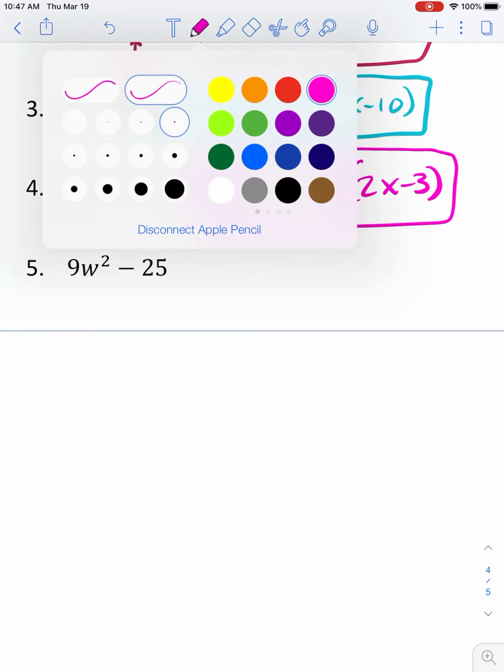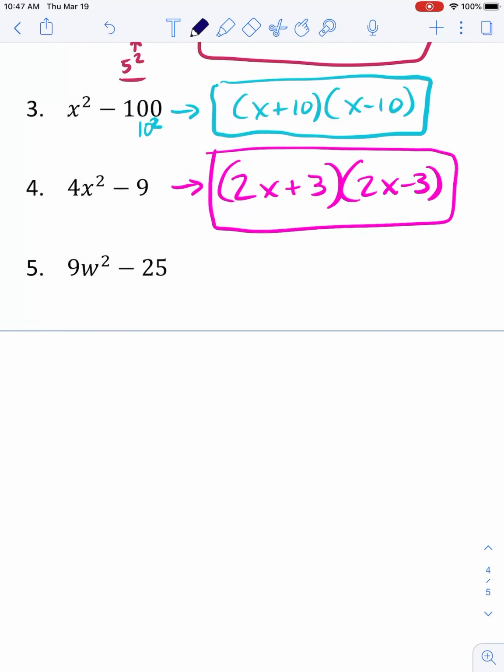So same thing here on this last problem for us. We have 9, which is really 3 squared. We have 25, which is really 5 squared. And obviously we have w squared, which is w squared. So we're going to square root everything. Square root of 9 is 3. Square root of w squared is w. Square root of 25 is 5. So we're going to have 3w plus 5 and 3w minus 5.